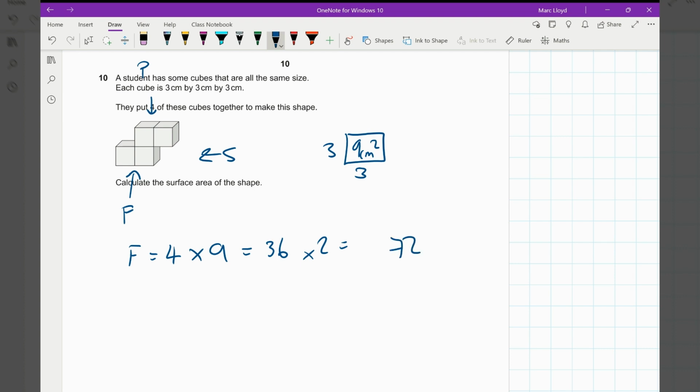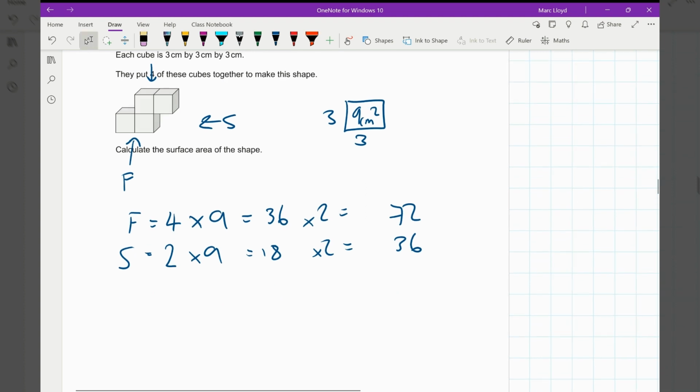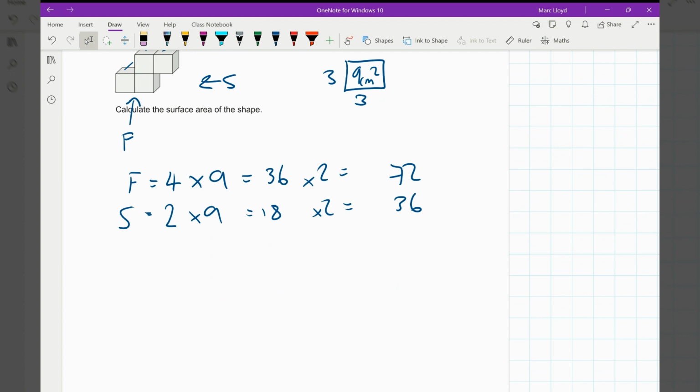Now the side elevation, we can only see 2 faces. So from the side, we're going to multiply the 9 by 2, which is 18. And then that gets multiplied by 2 again, giving us 36. The plan view, we can see 1, 2, 3. That means that if we were to look at it from below, we'd see 3 faces as well. So 3 times by 9 is 27, times by 2 is 54.